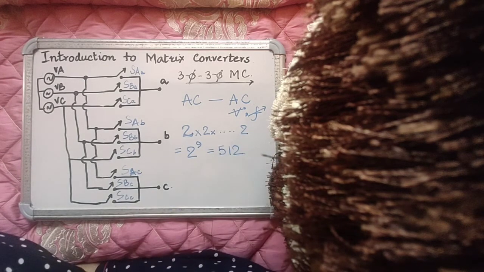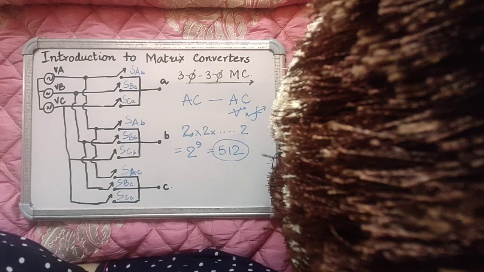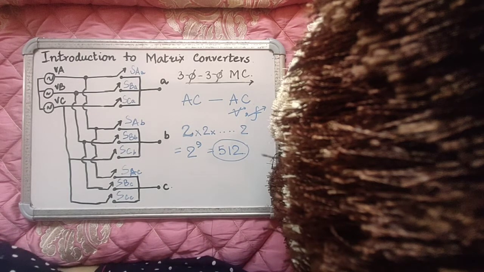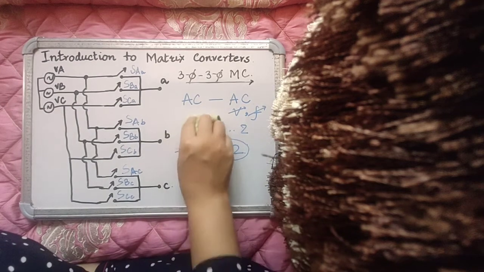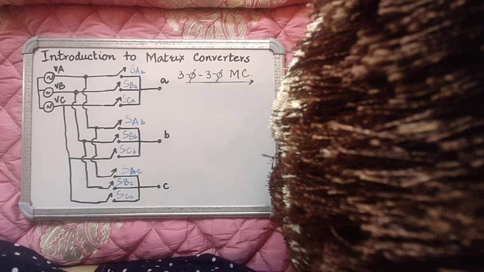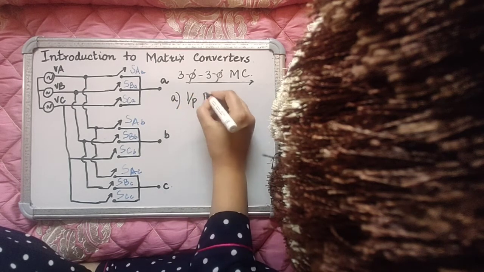this converter. This is primarily because the converter has a large number of devices. Therefore, theoretically, it is possible that 512 switching states can exist. However, all of these 512 switching states are not feasible in case of a matrix converter. There are certain switching rules that the matrix converter has to follow. The first switching rule is that the converter cannot be given those switching states that can cause the input voltages to be shorted. The first rule is that the input phases should not be shorted.